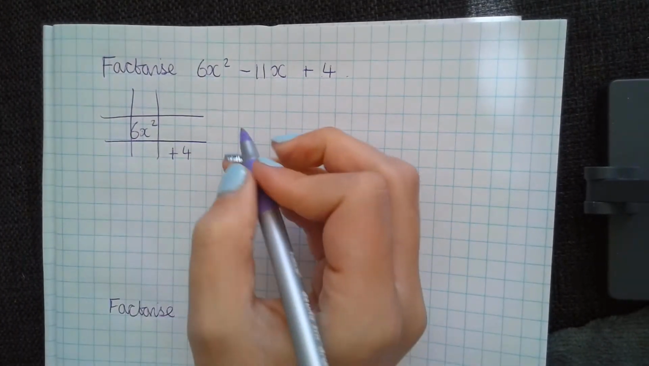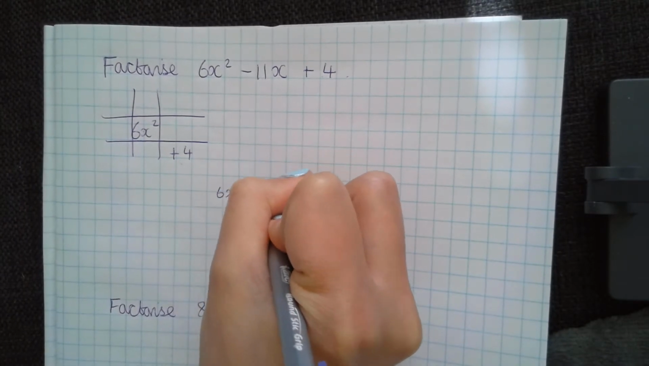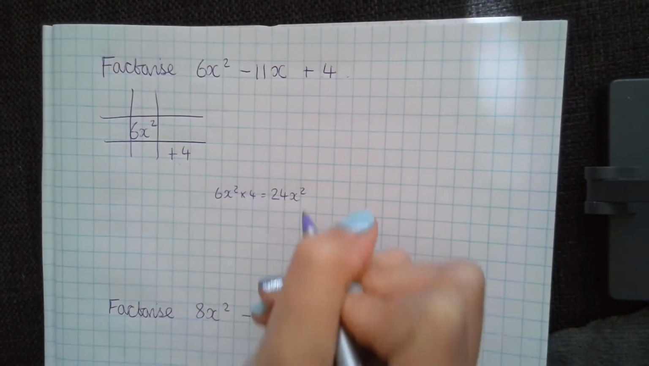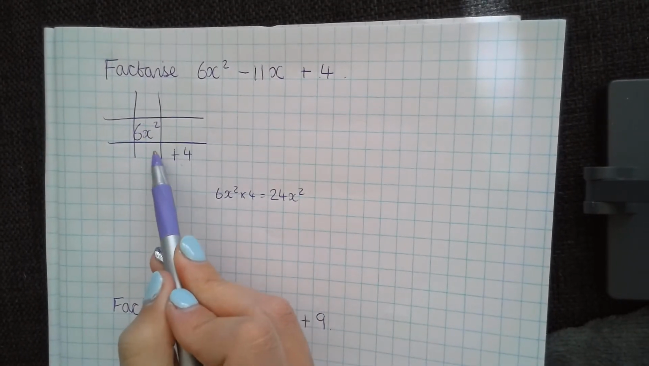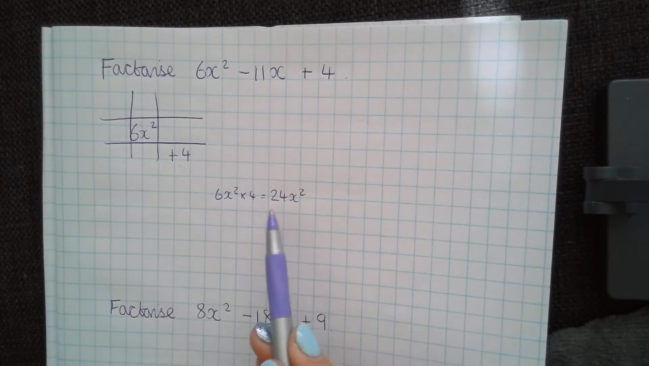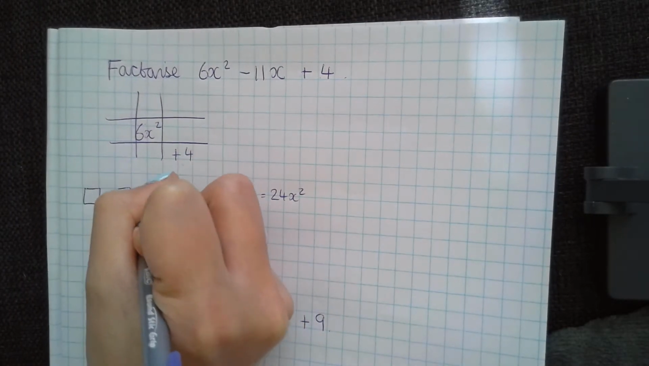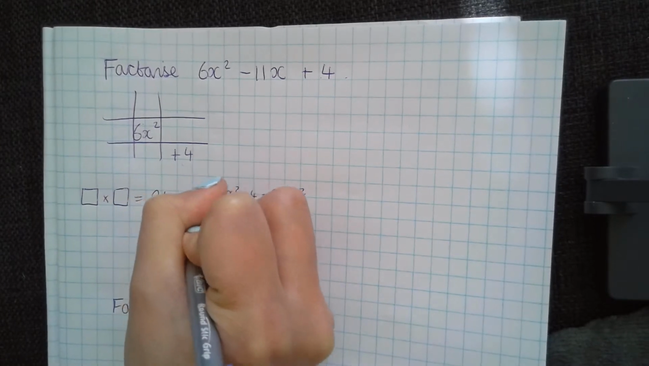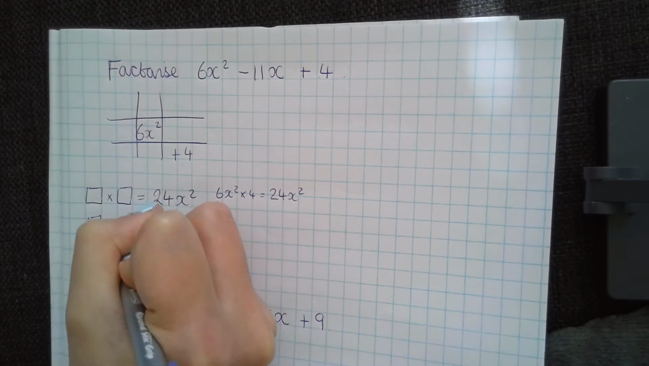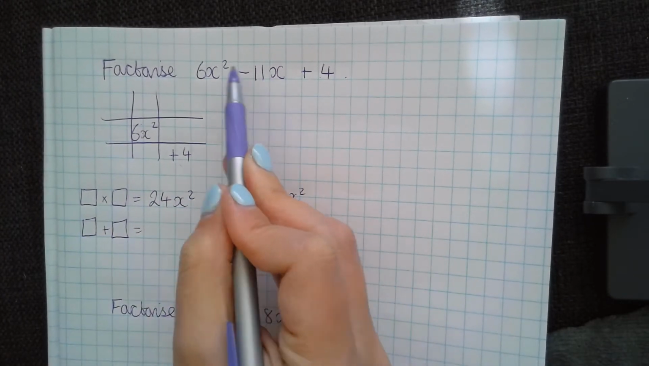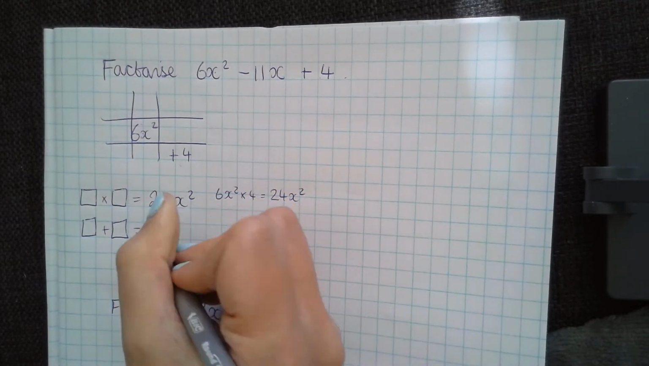When I multiply those together, so 6 times 4, 6x squared times 4 is 24x squared. Well, that diagonal times together is the same as that diagonal times together. So I know I need two numbers that times together to make 24x squared. And I also need two numbers that add together to make, I've used the 6x squared, I've used the plus 4, so I need to make the negative 11x.